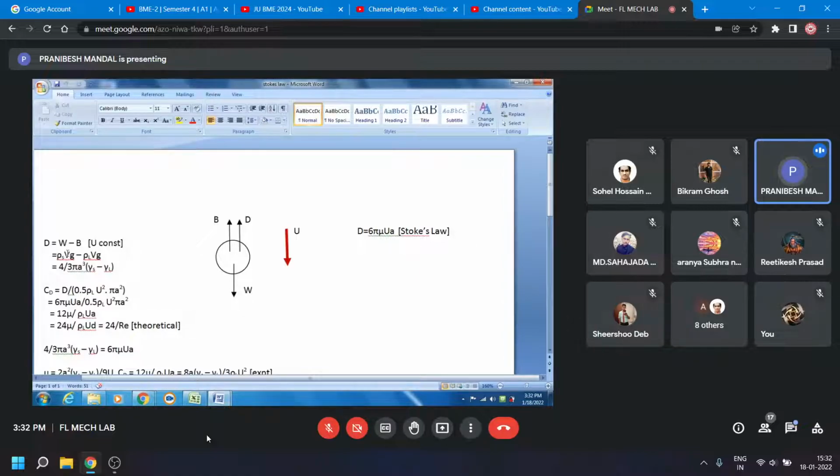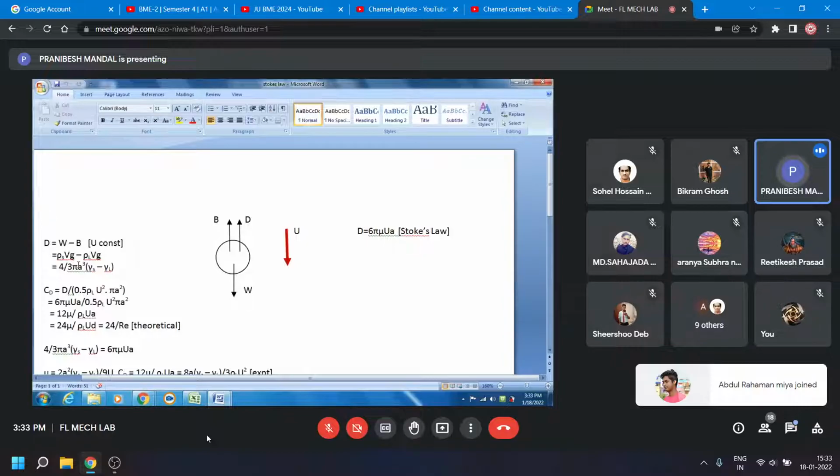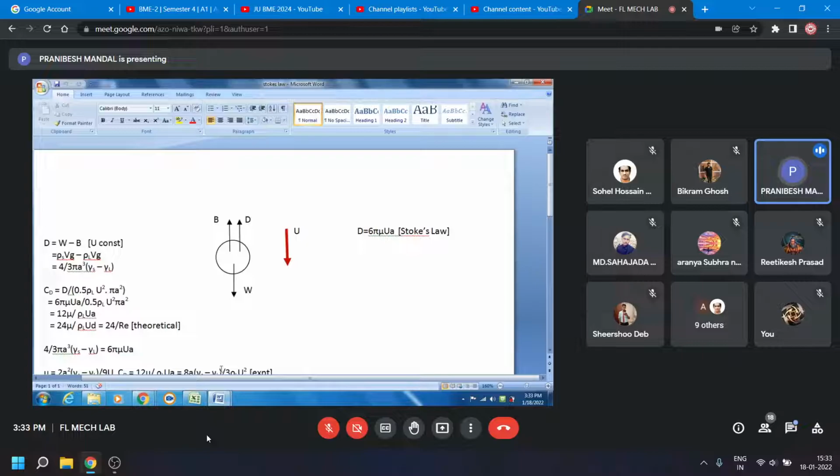Now, if the volume of this sphere is V, then can I say the total weight is rho of the solid body, that is the rho of the sphere, multiplied by volume multiplied by g, and as this is completely submerged, the total buoyant force will be rho of the corresponding liquid multiplied by the same volume multiplied by g. Can I actually say this? Is there any problem in this? No, sir.